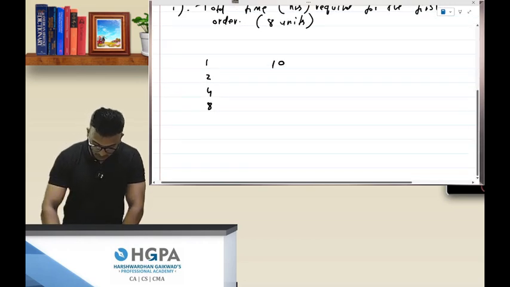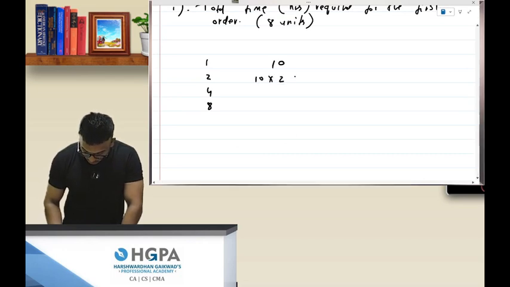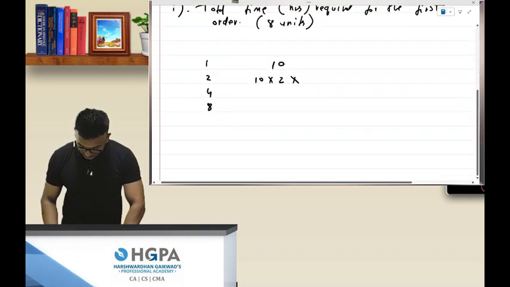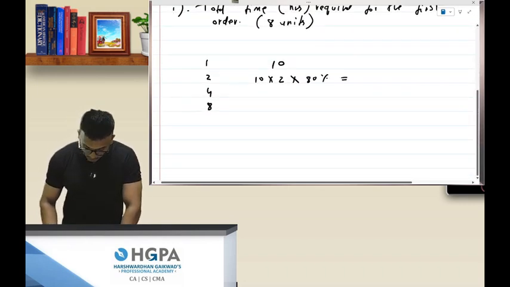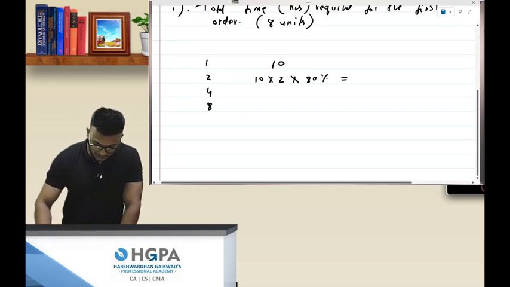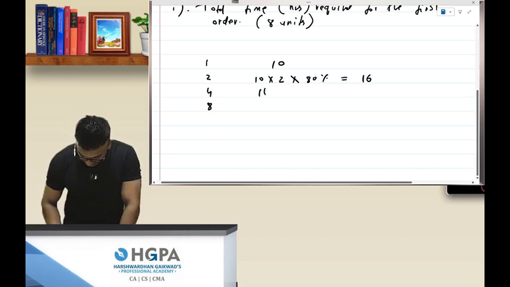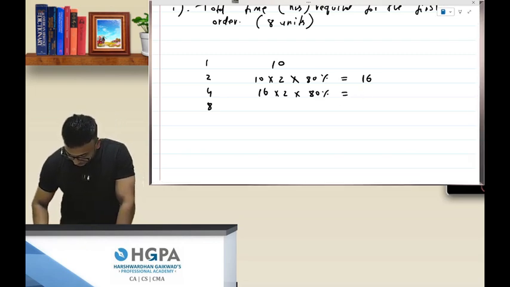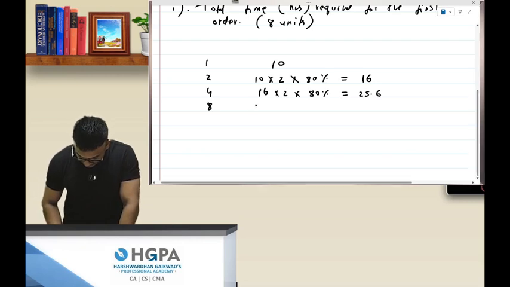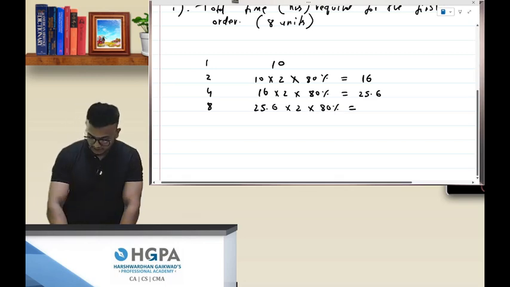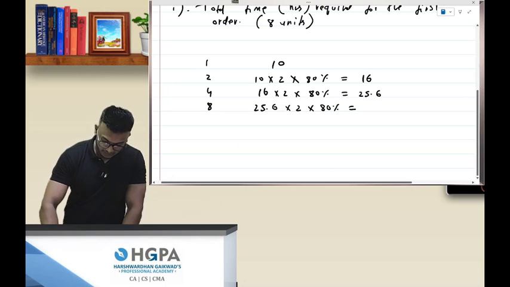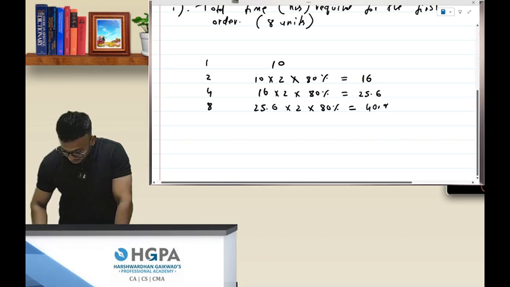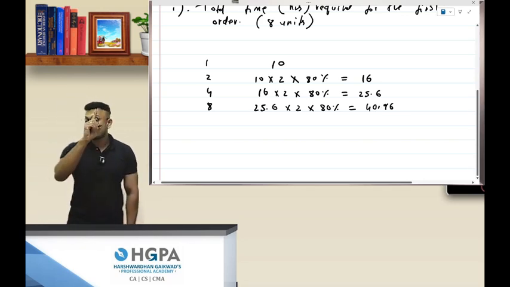Can you please go for the second one? So it will be 10 into 2 into what is the learning curve? So learning curve is 80%. 10 into 2 into 80%, so this will be 16 hours. Again 16 into 2 into 80%, this will be 25.6 hours. Again 25.6 into 2 into 80%, and you will get 40.96 total hours required for making 8 units.